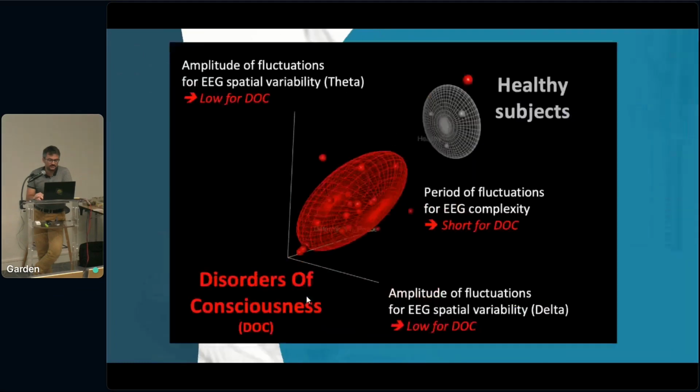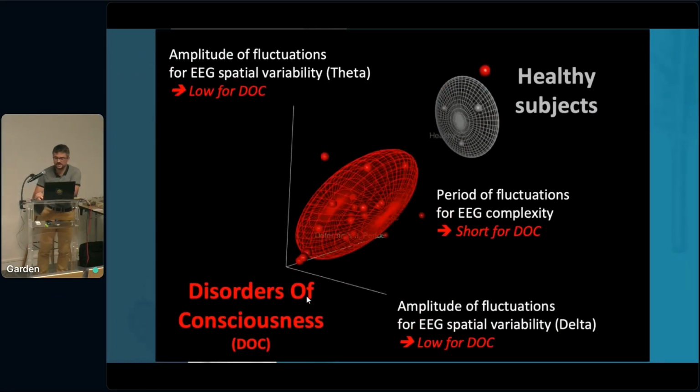First, what does it mean to have a disorder of consciousness concerning fluctuations of EEG compared to healthy subjects? Here you have in red the patients with disorder of consciousness, and they have a lower matrix of period of fluctuations for EEG complexity compared to healthy subjects. In fact, healthy subjects have a fluctuation of 24 hours, and almost all disorder of consciousness patients had a lower period of fluctuations. They never had a circadian pattern. The amplitude of fluctuations for several EEG spatial variability metrics was also lower.